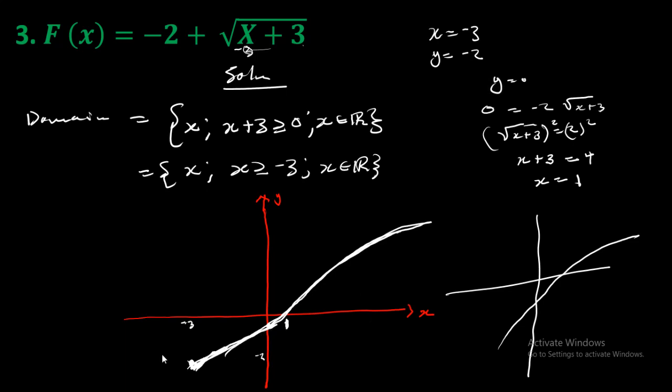Then the range. When you talk of the range, you need to understand that the range is y greater than or equal to negative 2, such that y is a member of real numbers. So this is our range, and this is our graph, which is just y is equal to negative 2 plus square root of x plus 3.